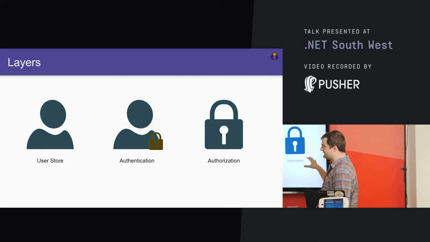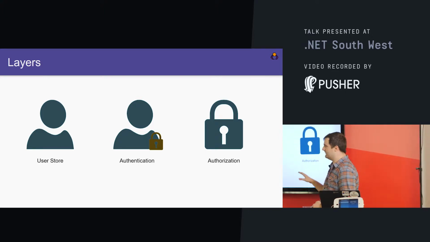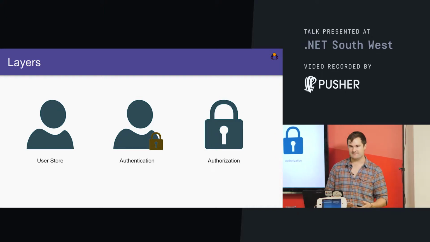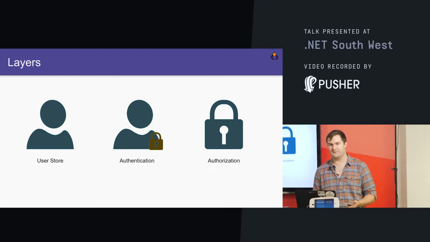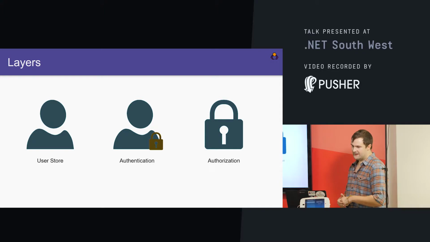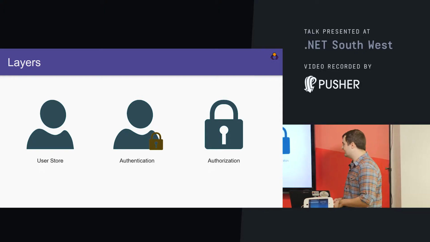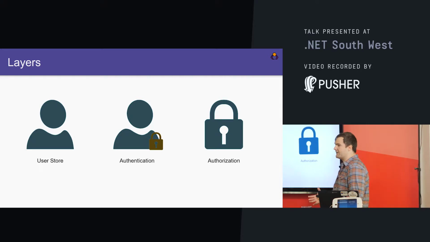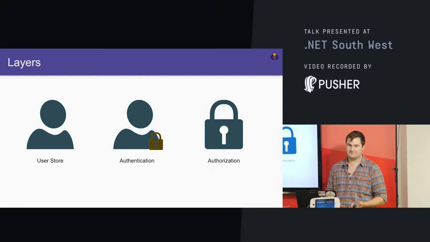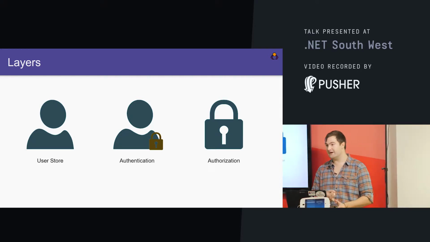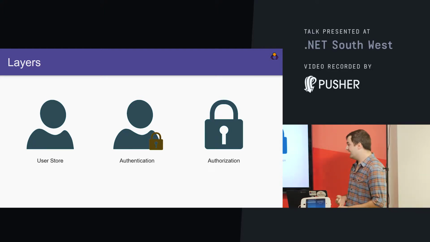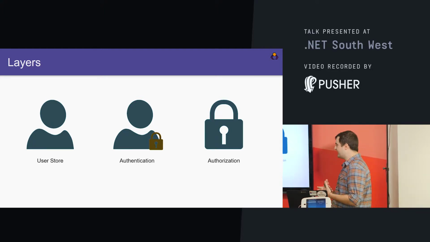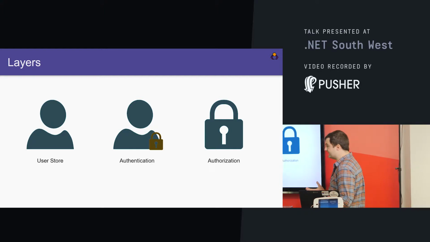I just want to clarify the three layers of this process we're going to be talking about today, just to make sure we're all on the same level of vocabulary. The first layer is the user store, where all our identity data is stored. It has things like credentials and email addresses. But these are different to authentication.